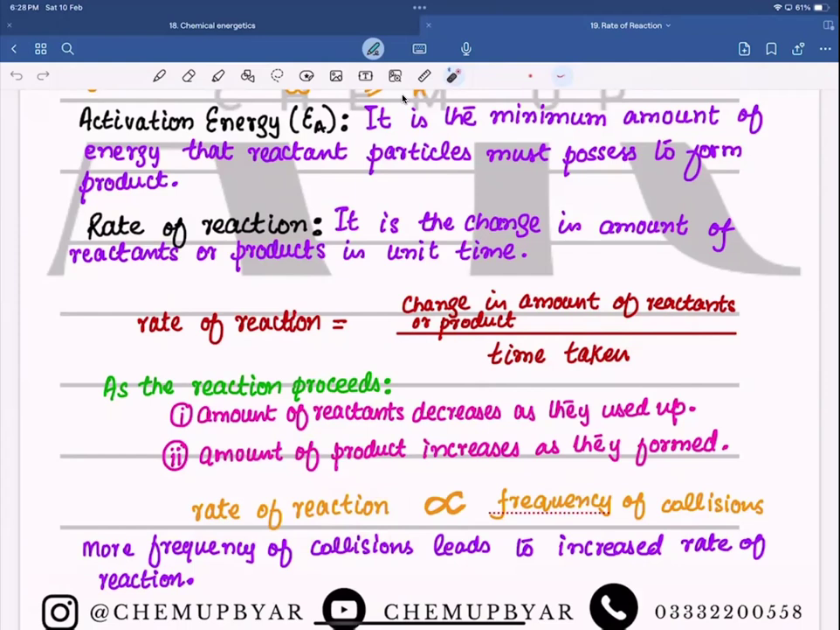So it means that rate actually depends upon this frequency of collision, how often the collisions are occurring. If they are occurring more frequently, then it means the product is forming quickly. So the change in amount is rapid, is quick. So the rate of reaction will be higher, will be faster. And if the collisions occur less frequently, then the rate of the reaction would be lower. Is this clear?